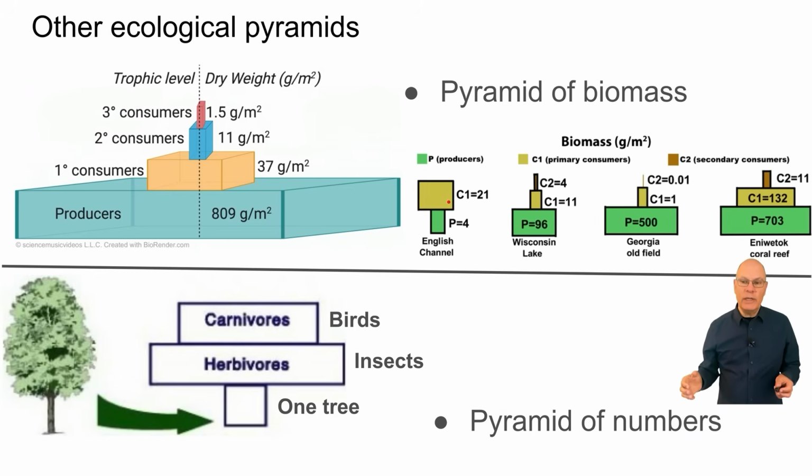There's also a pyramid of numbers, and some of those are pyramidal, but if you think about a pyramid of numbers for a tree, you'll have one tree that's the source of food for thousands or millions of herbivores that are in turn being consumed by carnivores. So the pyramid of numbers, not always pyramidal either.